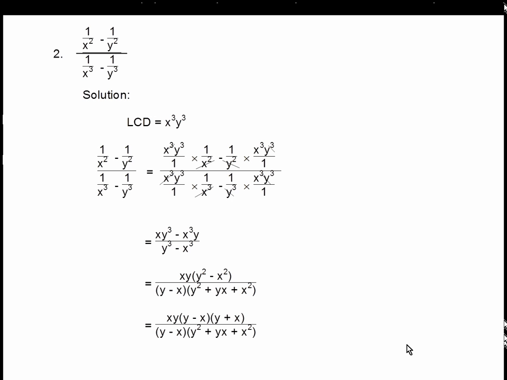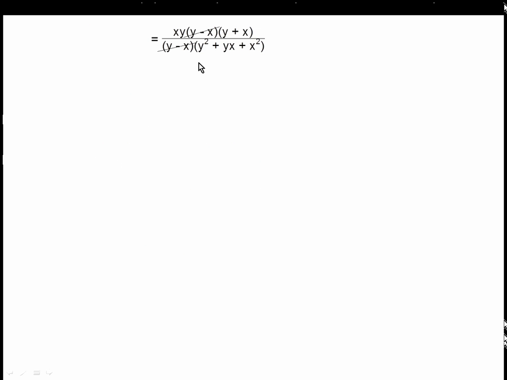We now have everybody factored. I can now cancel. My denominator has y minus x, my numerator has y minus x, so they cancel. That's all that's going to cancel, the y minus x's. I'm left with xy times y plus x over y squared plus yx plus x squared. If you feel compelled to distribute the xy, that's up to you. I went to all the trouble to factor. I don't feel compelled to do it.